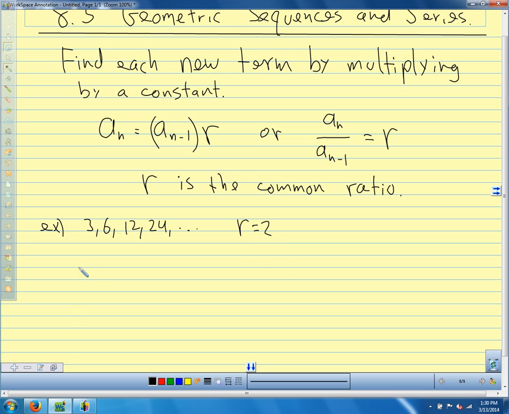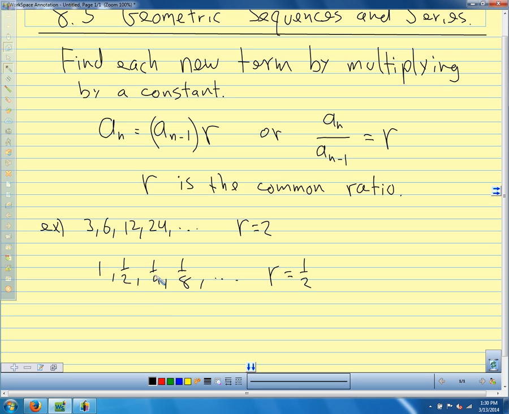How about 1, 1/2, 1/4, 1/8, etc.? What would our common ratio be there? 1/2, because we multiply 1 times 1/2 equals 1/2, 1/2 times 1/2 equals 1/4, etc.